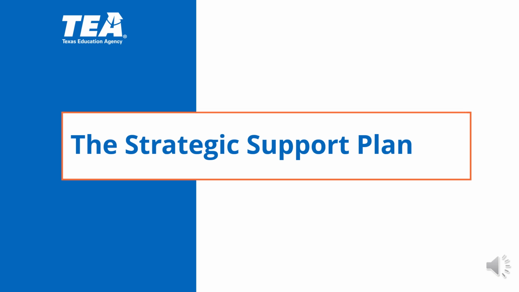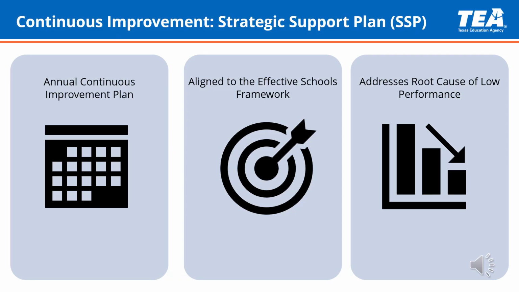Let's begin with a brief overview of the Strategic Support Plan. The Strategic Support Plan, SSP, is designed to assist LEAs to address areas of improvement that will positively impact outcomes for students with disabilities, emergent bilingual students, students who are homeless, students in foster care, and/or students who are military connected as aligned to the Results-Driven Accountability, RDA, framework.